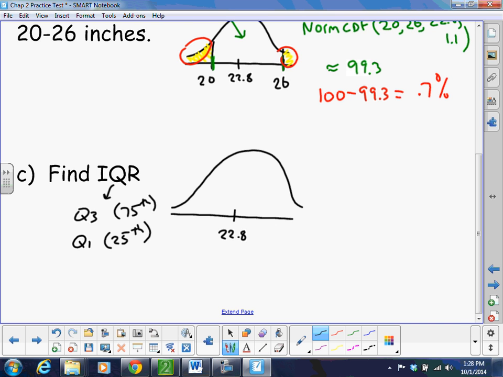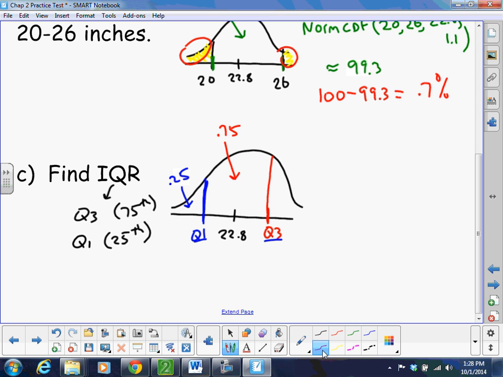So here's what I'm thinking. The 75th percentile is somewhere up here, somewhere where 75% of the values are below that value. So whatever that number is will be Q3. We'll do that in a second. The 25th percentile is down here somewhere. That's Q1. That's going to have 25% of the values below it. And IQR will be Q3 minus Q1. Don't give me both numbers. Give me the answer to their subtraction problem.